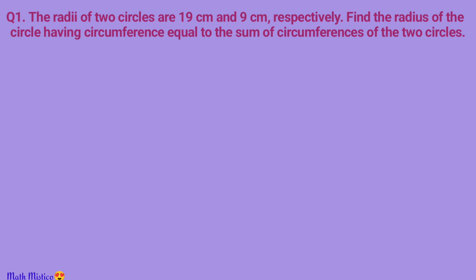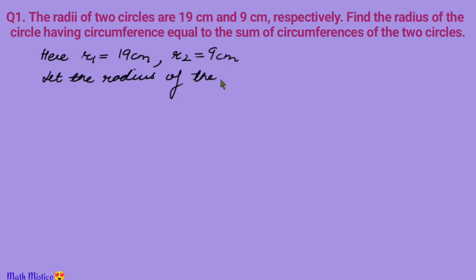Now let us talk about the application of these formulae. In the first situation, we are given that the circumference of a circle is equal to the sum of the circumferences of the two given circles, whose radii are 19 and 9 centimeters respectively. We may name the radii as R1 equal to 19 centimeter and R2 equal to 9 centimeter. And let the radius of the required circle be R.